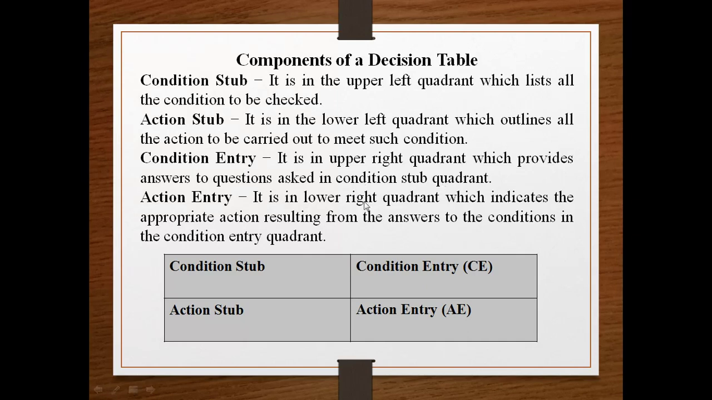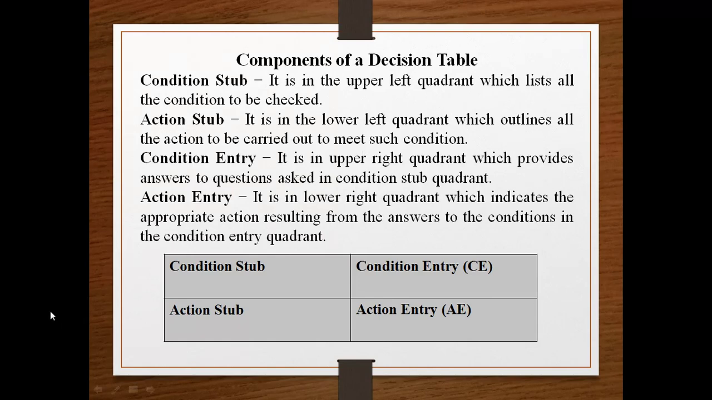And the next is action. It is in the lower right quadrant, which will indicate the appropriate actions. So here, if it rains, then what will happen? You will stay at home, and here you are going to stay in the house. So that is called action entry, which is going to give me the answers to the appropriate actions and to the conditions in the condition entry quadrants.